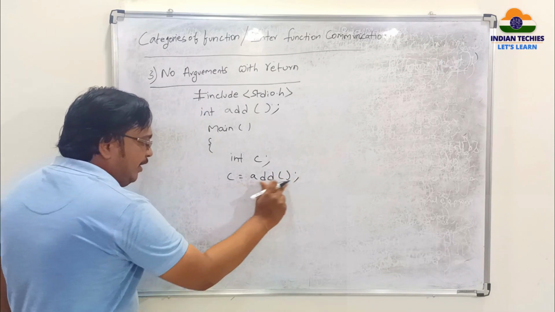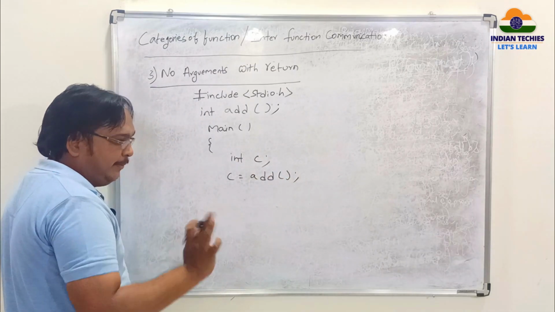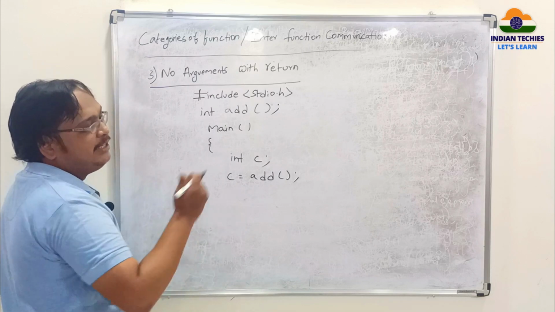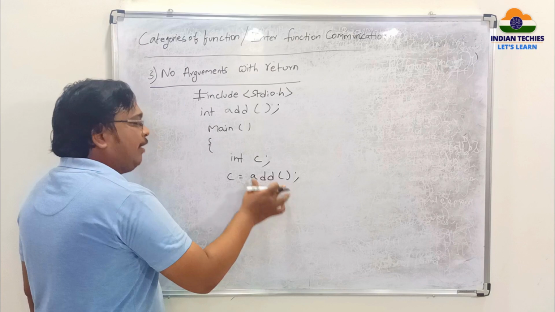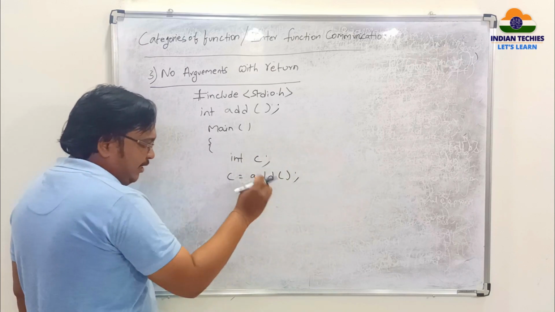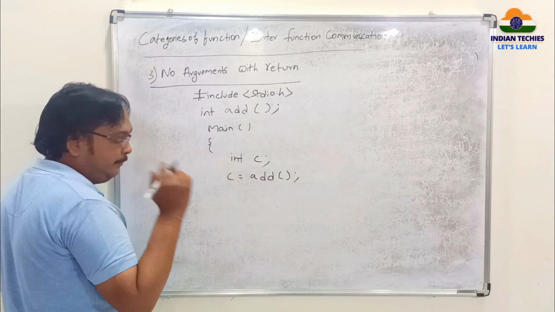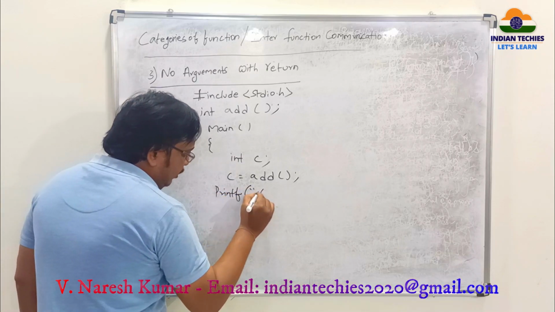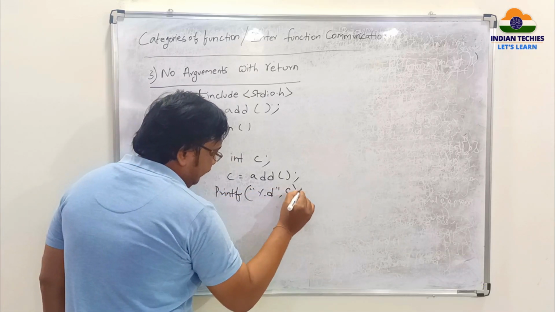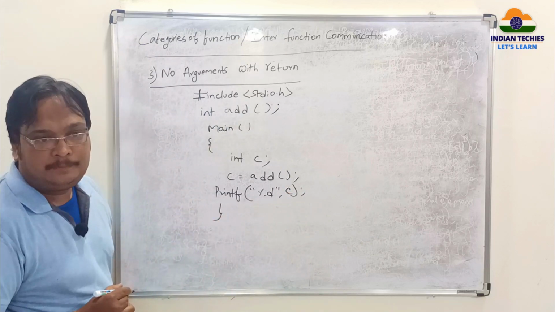So this function will do some logic, whatever it may be. Even if you did not send any values from this main, it will perform the addition and give me one result. That result I am storing in c. So I am printing the value. printf("%d", c). That's it.